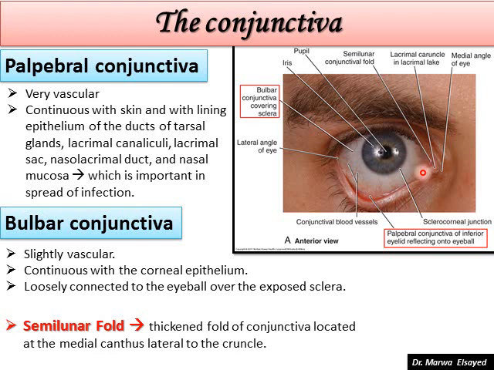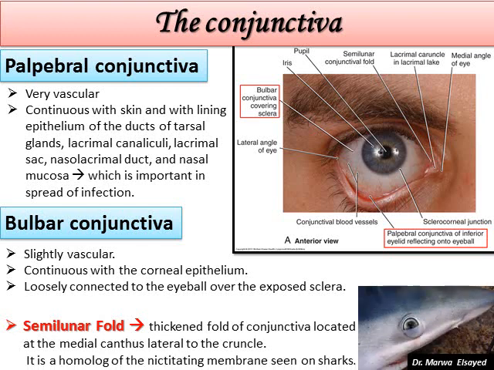It mimics the nictitating membrane which is present in fish like sharks, like this picture. This is the nictitating membrane here. The homology of this membrane in the human is the semilunar fold of the conjunctiva.